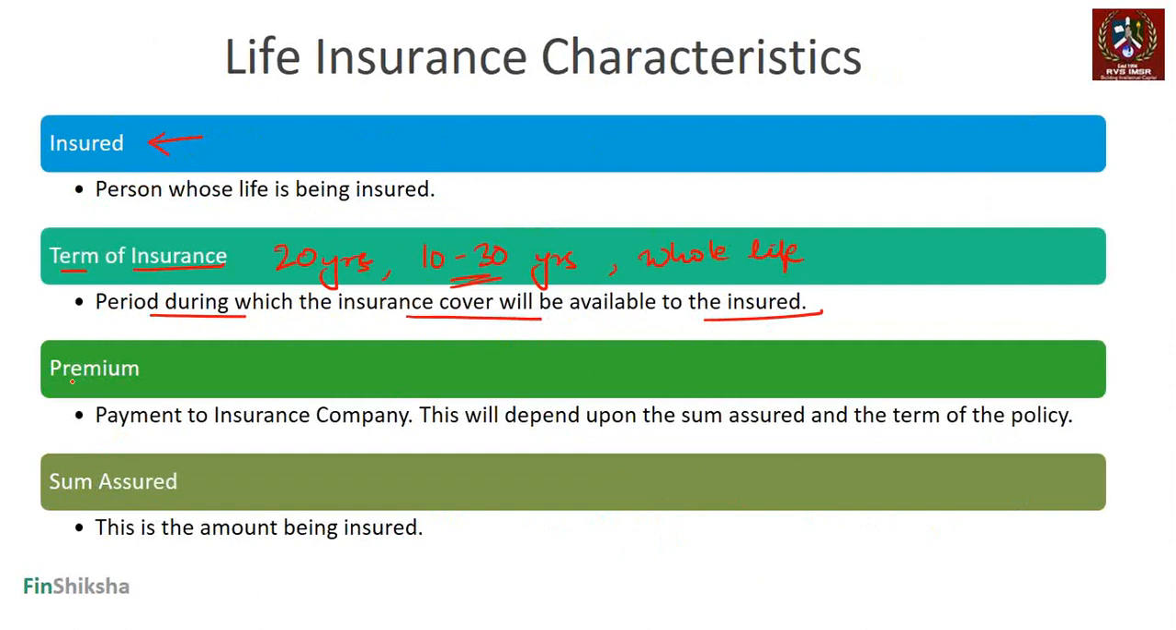Then the premium. Now what is a premium? Remember the law of large numbers. Everyone pays a small amount to the insurance company, and the payment that you make to the insurance company is called the premium. This will depend upon the sum assured and the term. Correct? Now let's think about it.